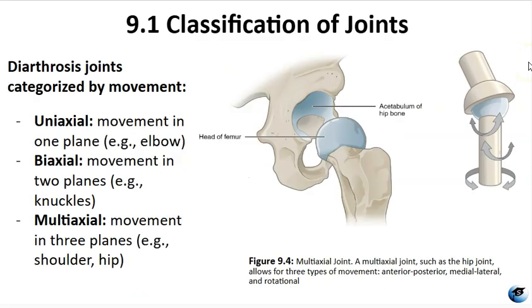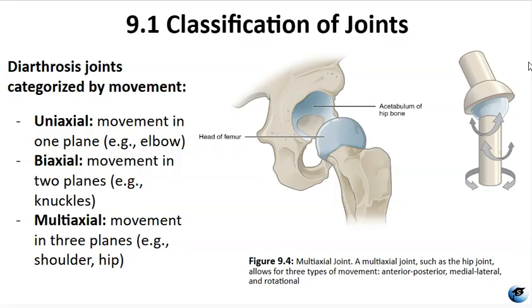Diarthrosis or diarthrotic joints are further categorized based on the degree of movement they allow. Uniaxial joints permit movement in one plane. Biaxial joints enable movement in two planes. And multiaxial joints allow movement in three planes.